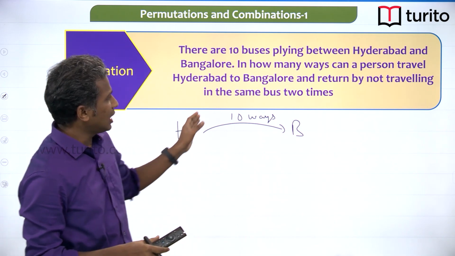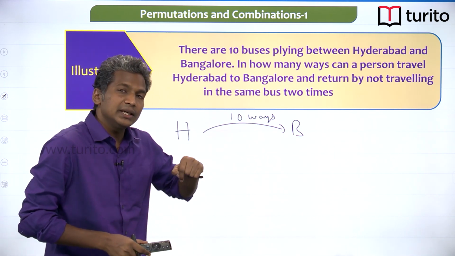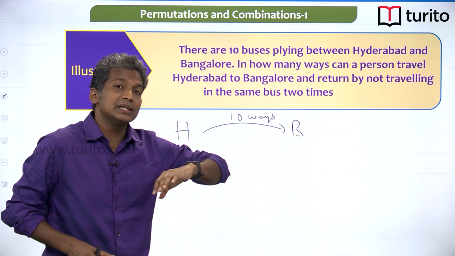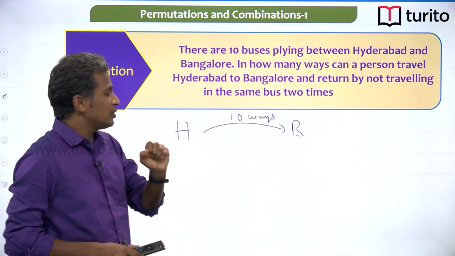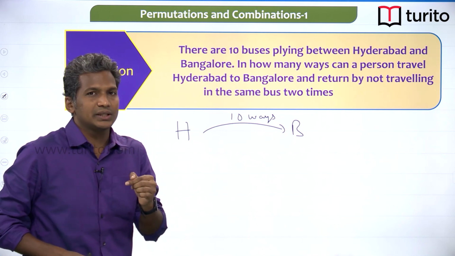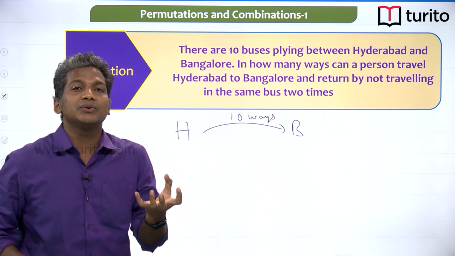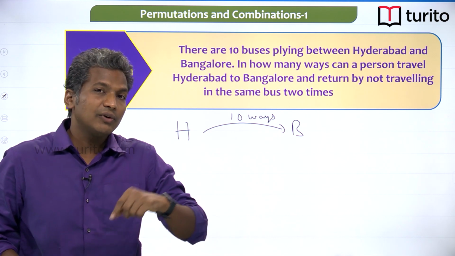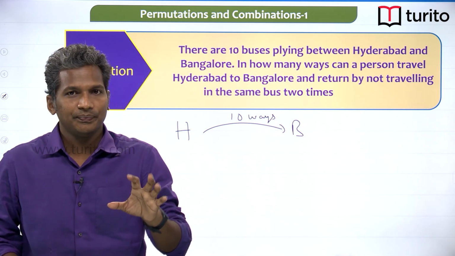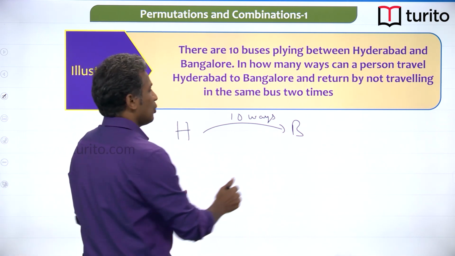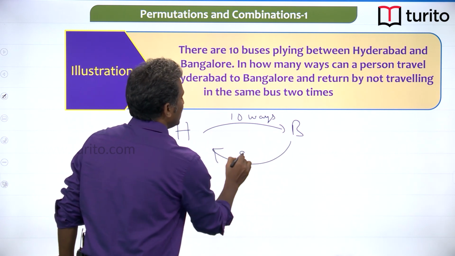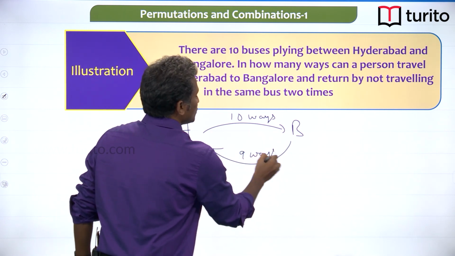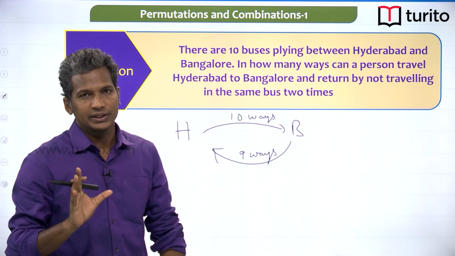Okay. Now, while returning you cannot come by the same bus, right. So, if you cannot come by the same bus, now the options that you have is only 9, while returning you have only 9 options, but while going you had 10 options. So, for return journey how many options are available? Only 9 options are available. So, return journey can happen in 9 ways.